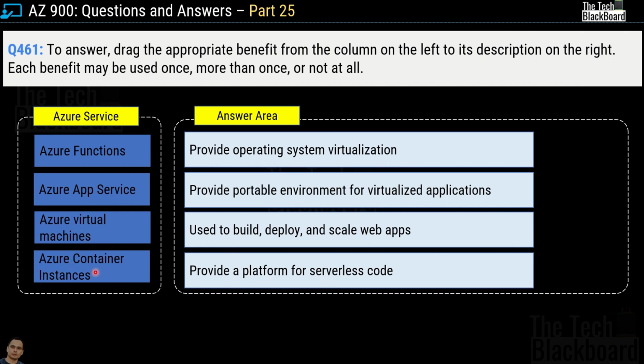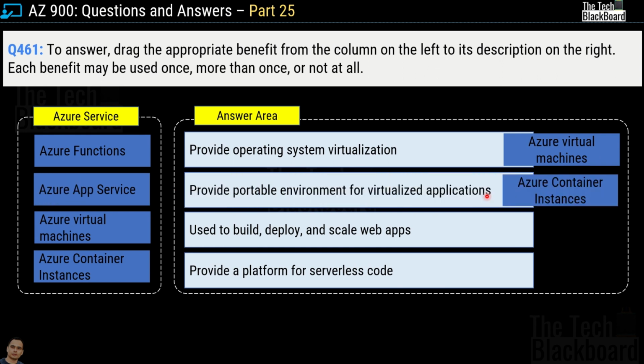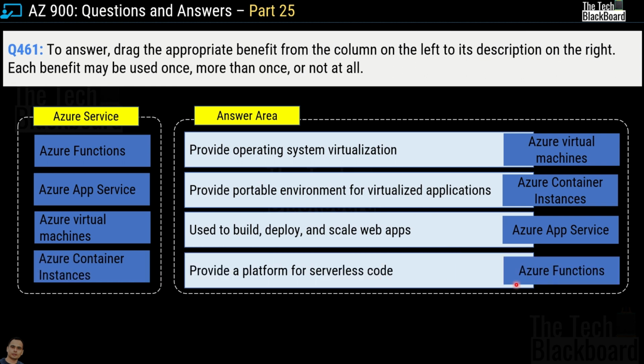And now let's read the definitions. The first definition says provide operating system virtualization. So which service do you think is matching with this definition? Well, this is undoubtedly the Azure Virtual Machines. Coming to the second definition, it says provide portable environment for virtualized application. And this one, my friends, is Azure Container Instances. Moving to the third one, it says used to build and deploy and scale web apps, and this could be none other than Azure App Service. And the last one says provide a platform for serverless code, and this would be most surely Azure Functions.